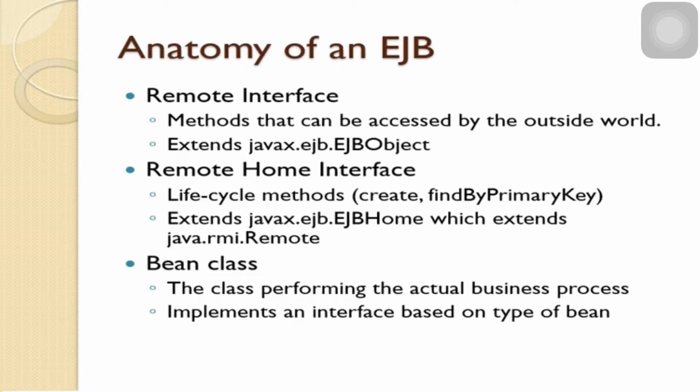Okay, now we have a second one. We have a remote home interface. This is a lifecycle method. For example, it provides us with create, find by a primary key via the JNDI, and something else. And this remote home interface should extend the EJB home, which extends the RMI.